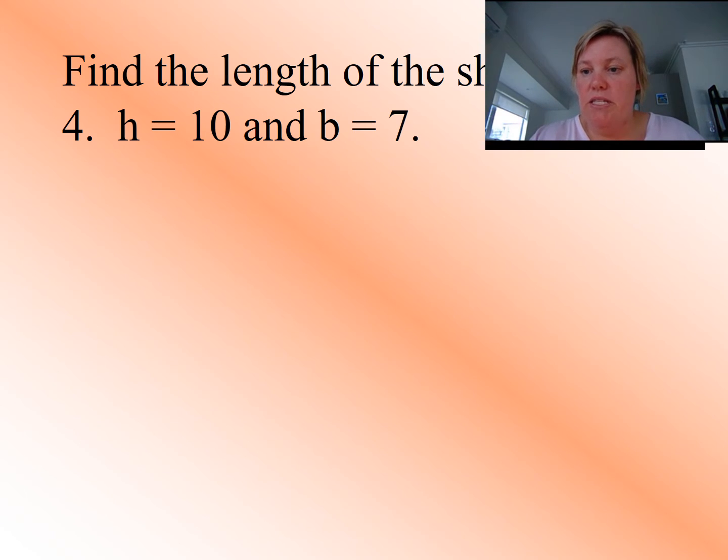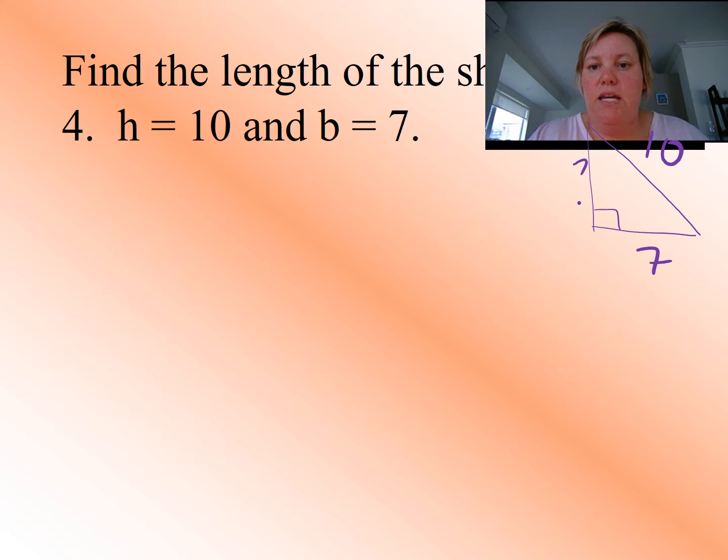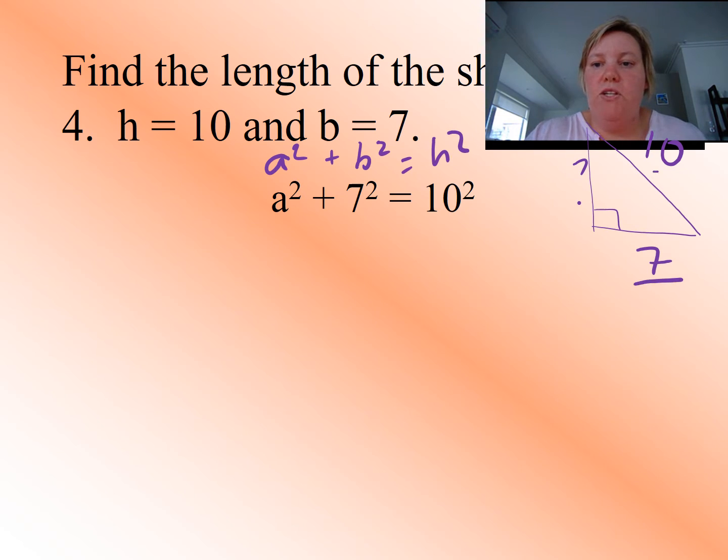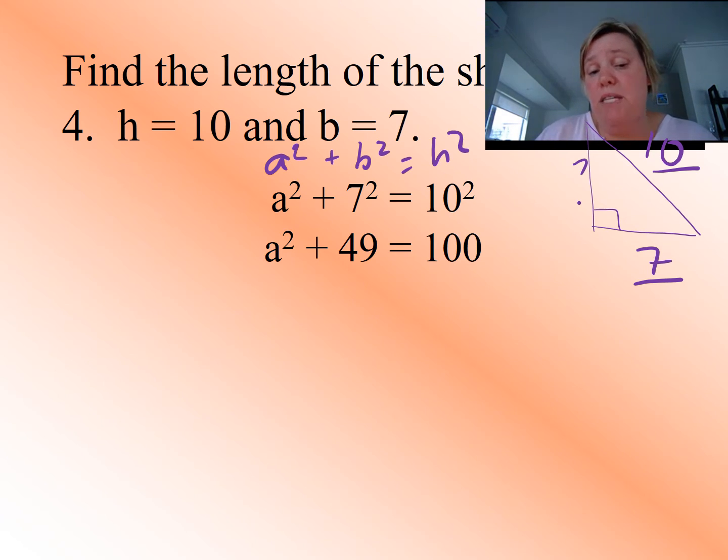Here's the second problem, so let's have a go at this one. Again, I'm going to draw myself a little picture. I've got 10 as the hypotenuse and I've got 7, and I'm looking for this side here. It doesn't matter which of the two short sides. So I filled in my formula: a squared plus b squared equals h squared. I've put in the information. My hypotenuse is 10 squared, my other short side is 7 squared, and I've worked out what those numbers are again.